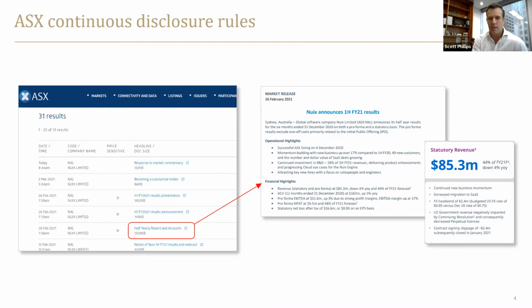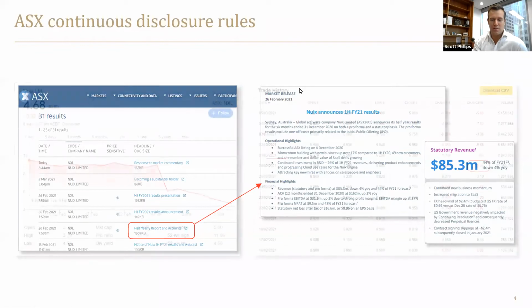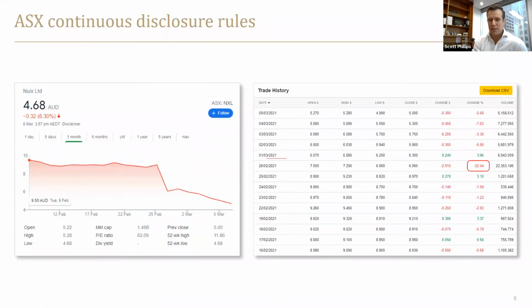They said their half-year revenue was down 4%, but it was in line with their forecast guidance. You look at that and you say to yourself, well, that all sounds reasonable. I wonder what the market reaction is going to be. If we jump to the next slide, we'll show you what the market reaction was, which was not very positive. The stock traded down 32% that day.